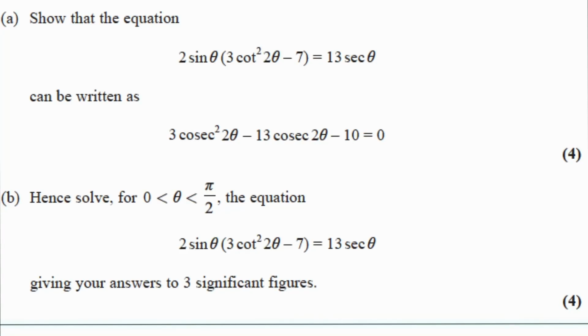Hi everybody. In this video, we're going to look at trigonometric equations. There's two parts. In the first part, we're going to show this equation can be written in this form. And then in part B, we're going to use what we've done here to solve the original equation between the range of 0 and pi over 2. So do you want to give question A a go yourself? You can pause the video and come back when you're ready.